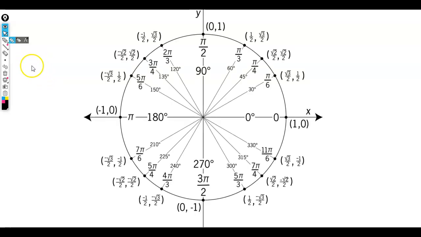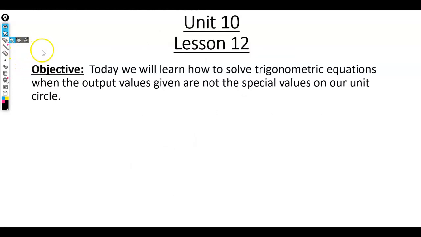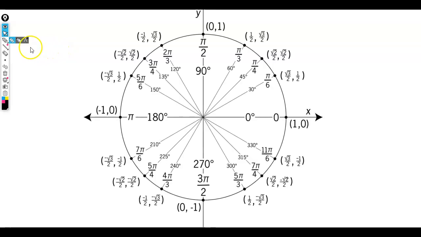All right. So we talked about how to deal with cosine and sine. We're going to switch gears here now. We talked about cosine and secant, right? So now we're going to switch gears and we're going to talk about sine and cosecant.